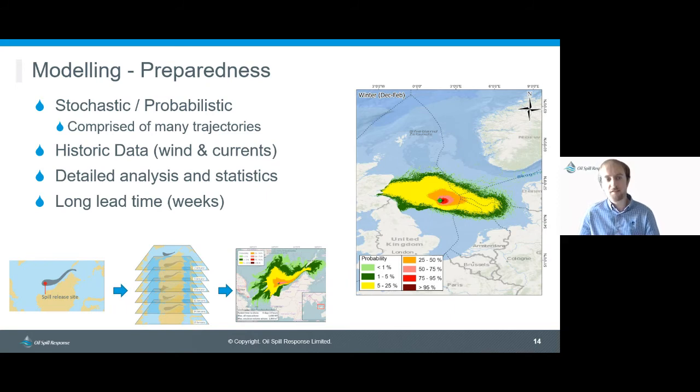In order to do all this, it obviously takes a lot longer than it does for response modelling. So we're talking about weeks rather than hours to put together a modelling project like this. So it's not normally something that's done during the spill, but if it's available to us beforehand, and particularly if the release scenario matches the spill that we're actually working with, then it can still be a very relevant tool that can give us some good information.